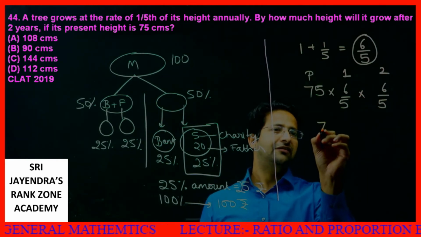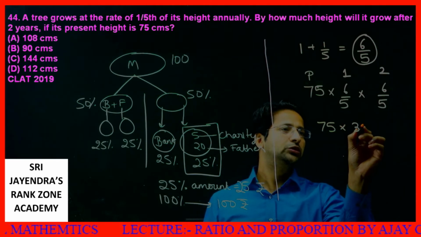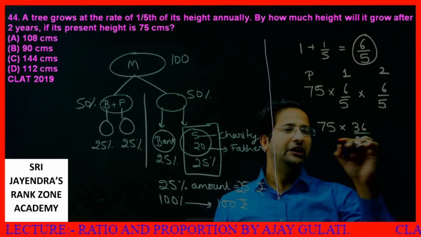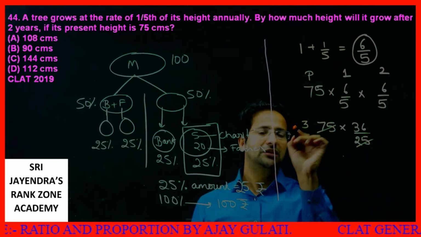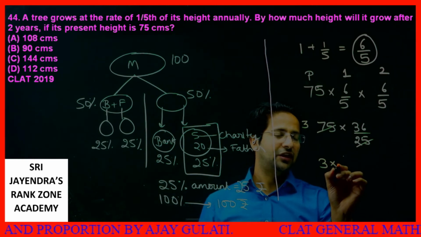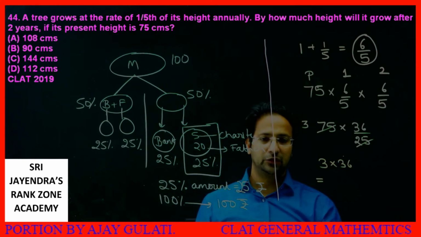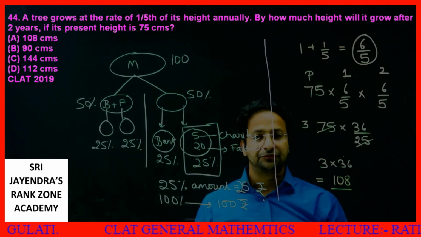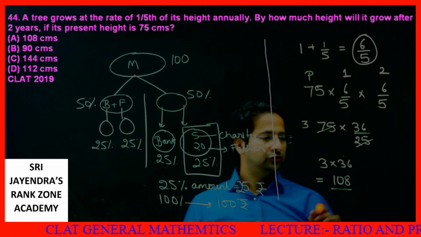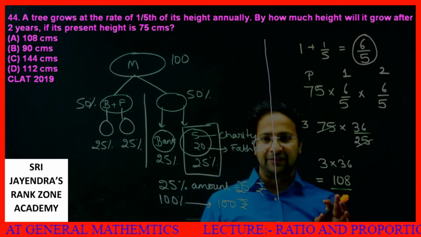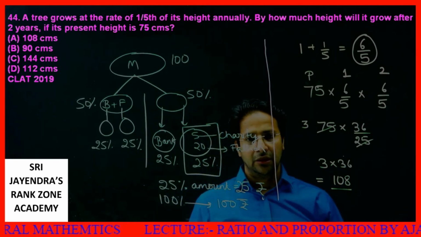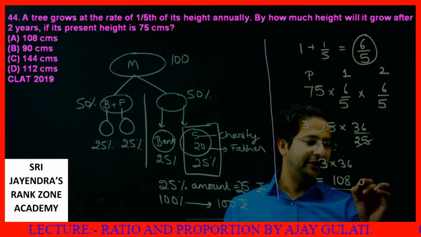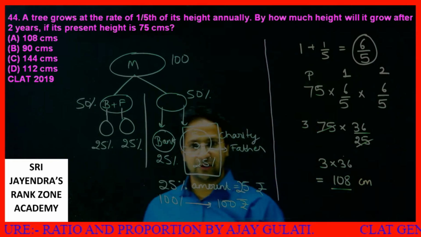So I can say 75 into 36 divided by 25. This 25 cancels with 75 to give me 3. 3 into 36, this is your answer, dear students. What is 3 into 36? 108. Okay. Clear? So the answer is, the height of the tree will precisely be 108 centimeters. Is it meter or centimeter? Yes, it is centimeter. 108 centimeter. I hope it is clear to everyone.